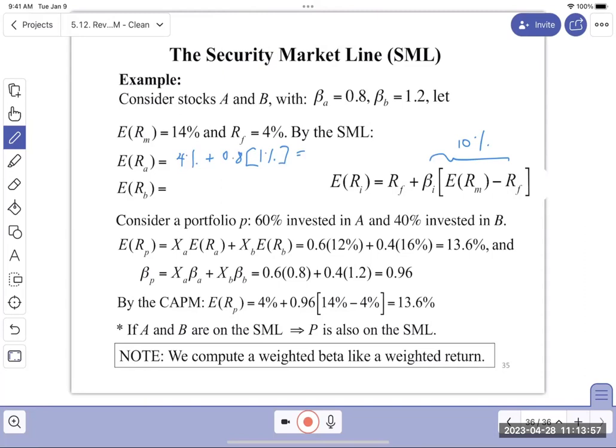What did I do wrong? It's not 1%, it's 10%. And so you have, or you can write it as decimals. So 0.04 plus 0.8 times 0.1. Have to be consistent. So that's going to be 12%.